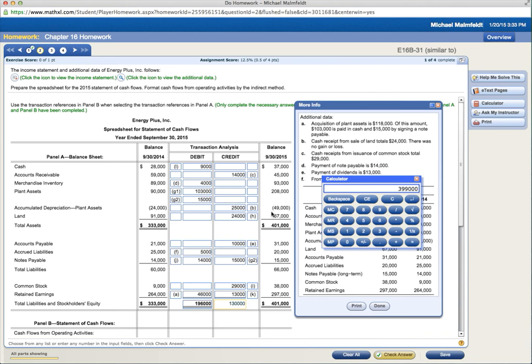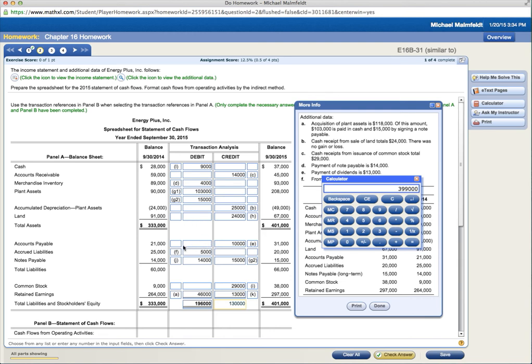From 24,000 to 49,000, as a negative number here, a contra asset basically here and here, I need a credit of 25,000. And from 91,000 to 67,000, I need a credit of 24,000. So all of these look right so far.